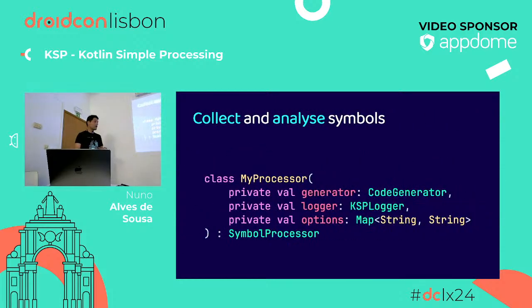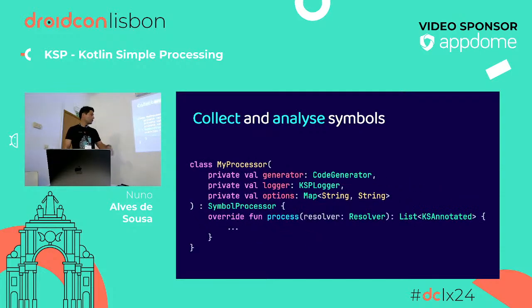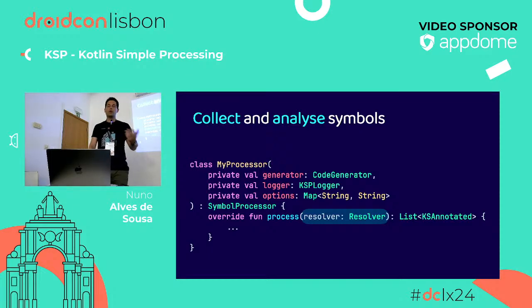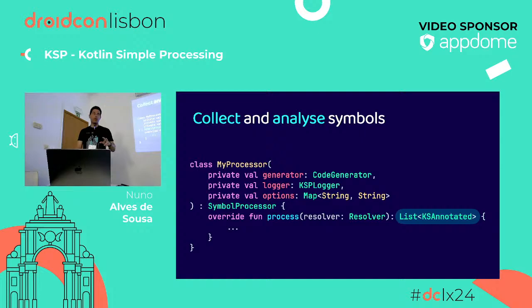Okay, next we need to collect and analyze Kotlin symbols with our processor. And we do this by implementing the process function, which gives us access to a resolver. The resolver is our ticket into the Kotlin compiler and how we will collect the symbols. You should also know that KSP actually works in multiple processing rounds. So please be prepared for your process function to be called multiple times. In each round, this function should return a list of all the symbols whose analysis you might want to defer to another round, and we will see this later.